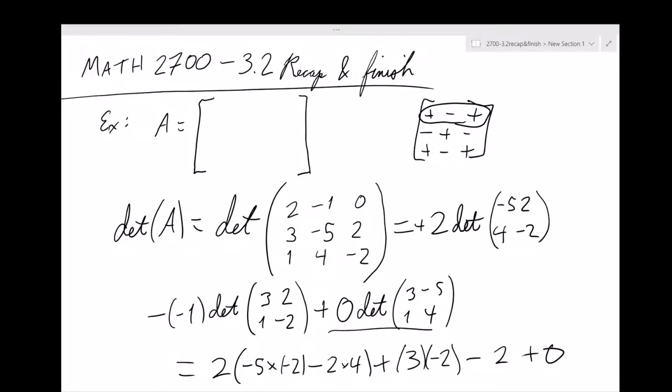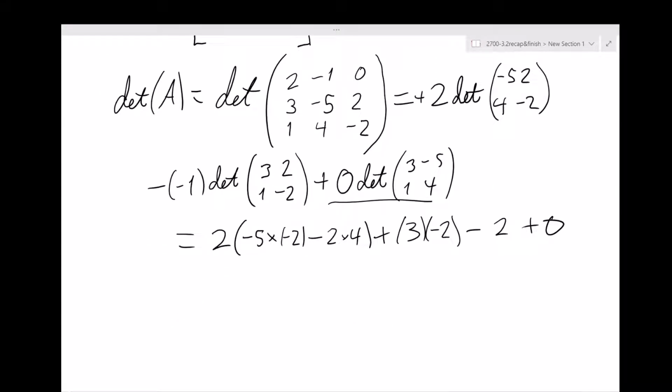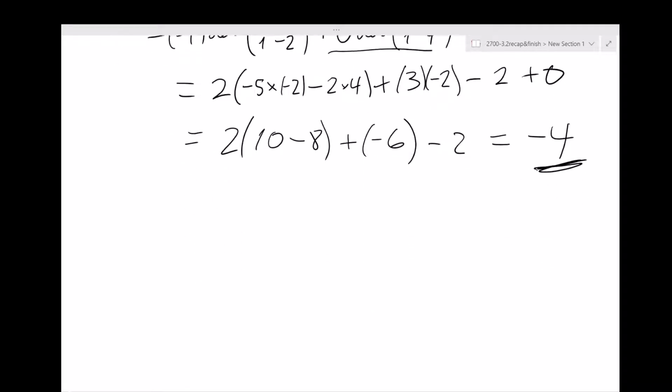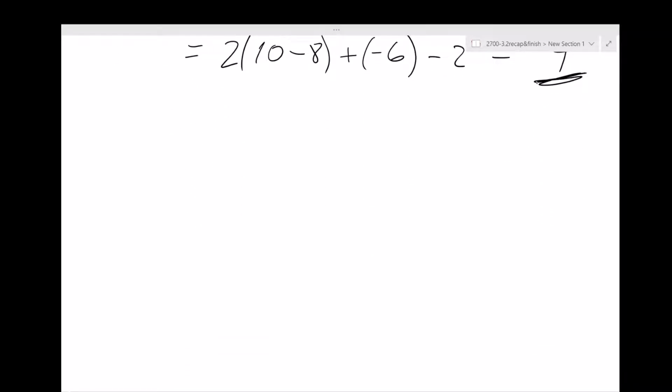So bringing that all together, we see that this determinant should be 2 times, let's see, 10 minus 8 plus -3 times 2 would be -6, and then minus 2. And putting all that together, 2 times 2 is 4, minus 6 minus 2 would be -4. So let's remember that that's what the answer should come out as. Now, in section 3.2, we talked about a lot of the properties of determinants and some useful things we can do. So let's recap what those were.